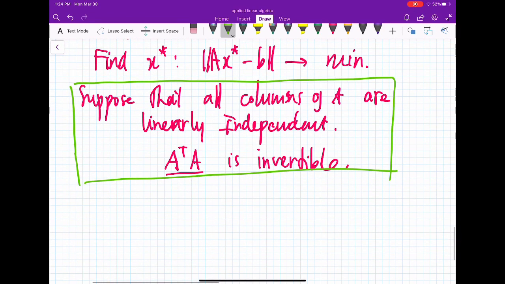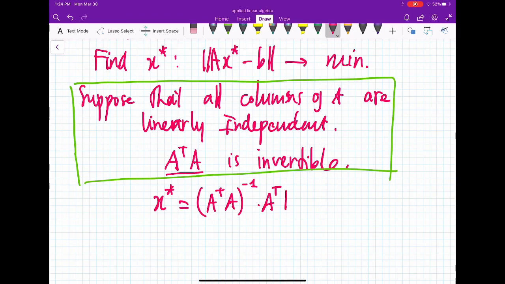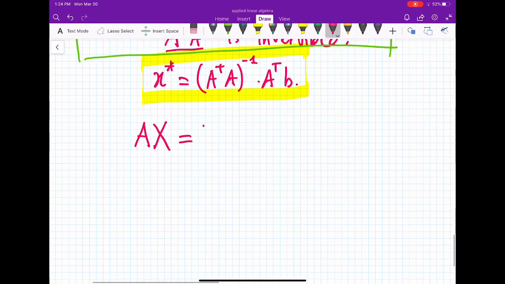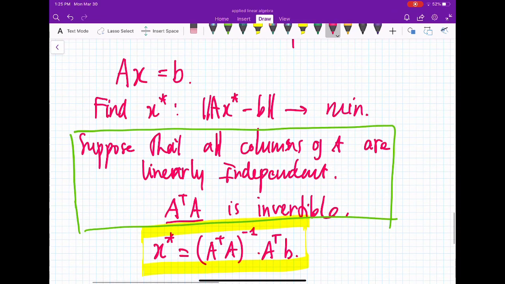And the formula of X star is as follows. X star is equal to ATA inverse times ATB. Right? I hope that you still remember this formula. All right. Now, suppose that we have the following matrix equation. AX equal to B, right? Where A, X and B are matrices. Of course, vectors are also matrices, right? But in this case, we have only one column in X and B, right?